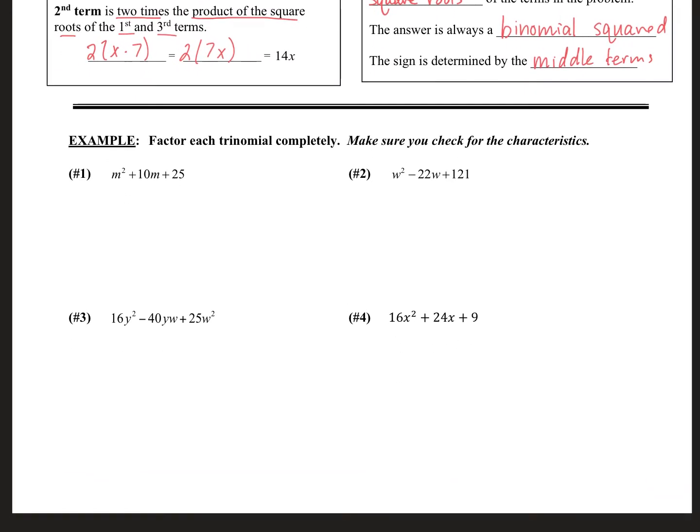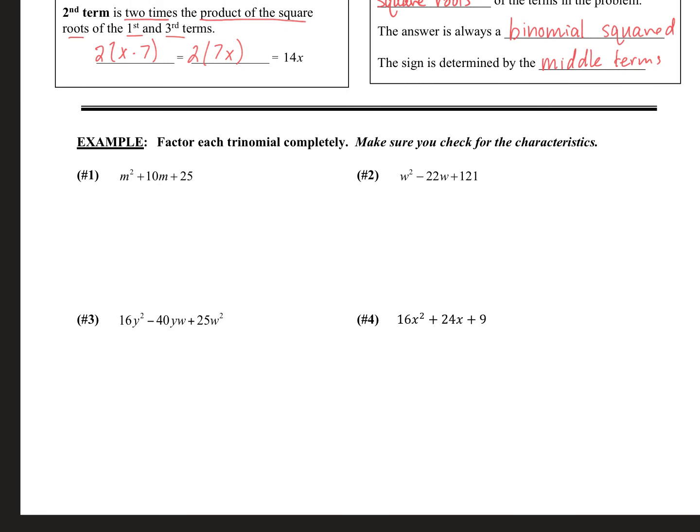Let's take a look at a few examples. It says factor each trinomial completely. Make sure we check for the characteristics. So let's check here. That first term and the third term are both perfect squares, and that second term, that 10m, is 2 times the product of the square roots of the first and the third terms. The square root of the first term is m, the square root of the third term is 5. So 5 times m is just 5m, and 2 times that is 10m.